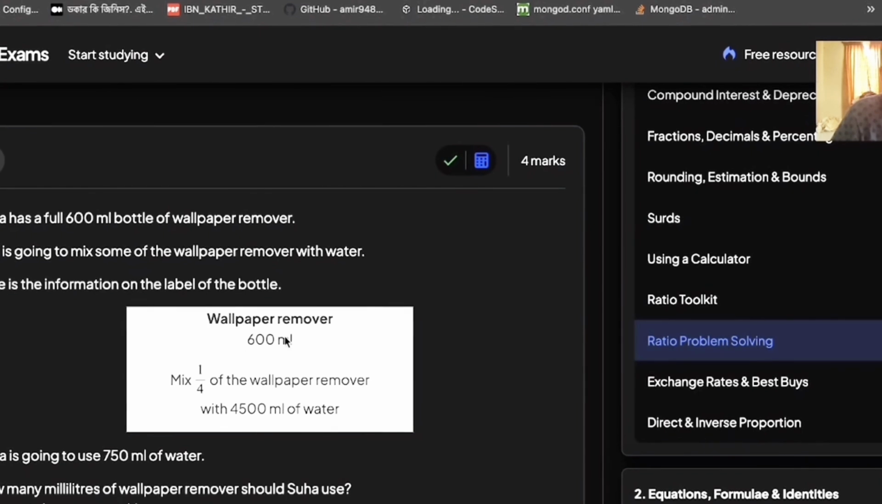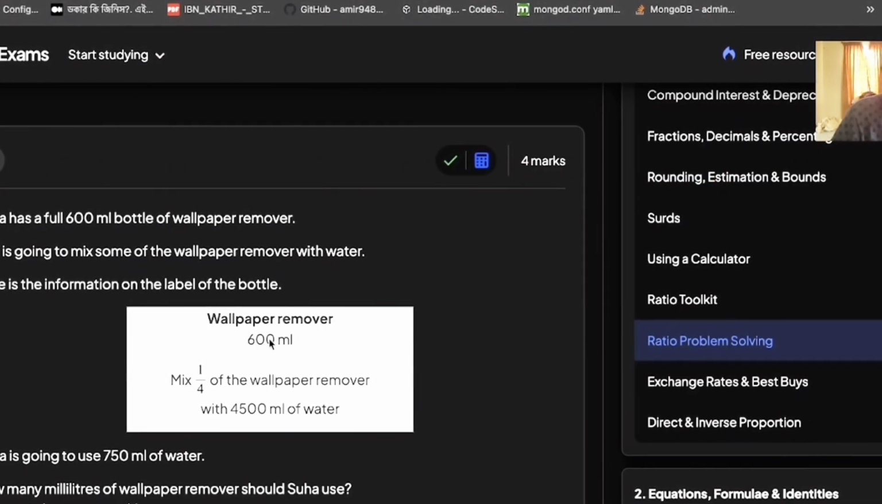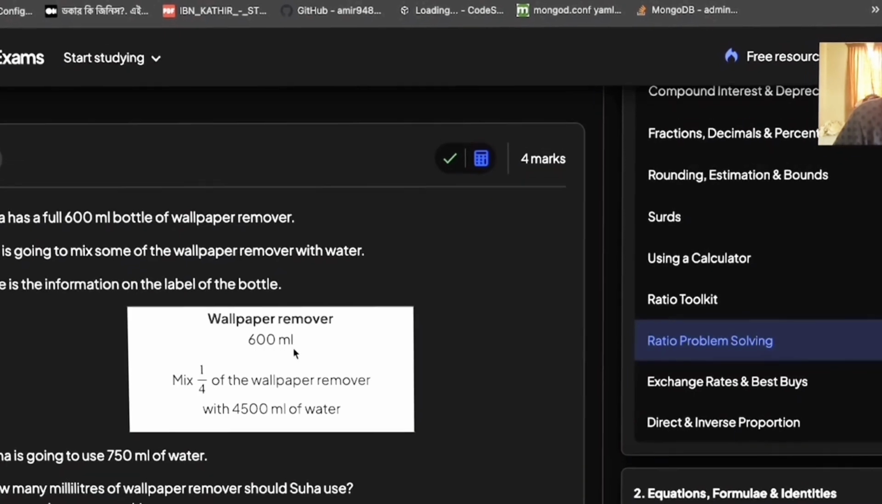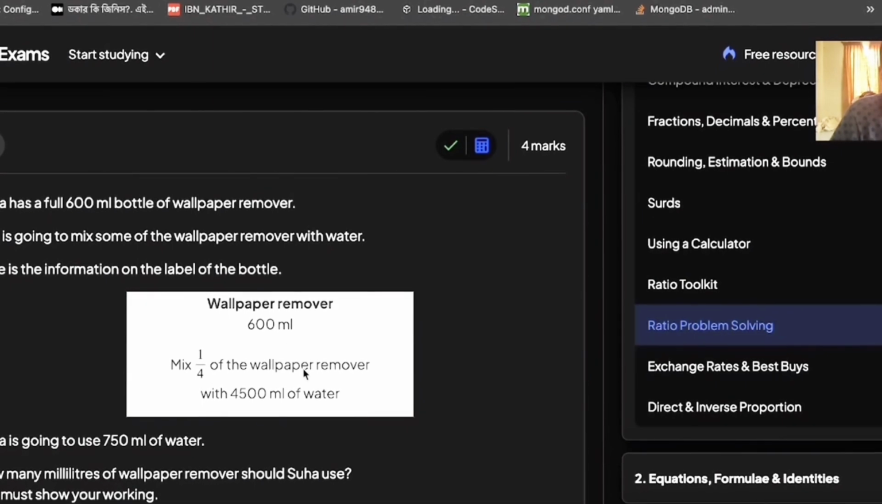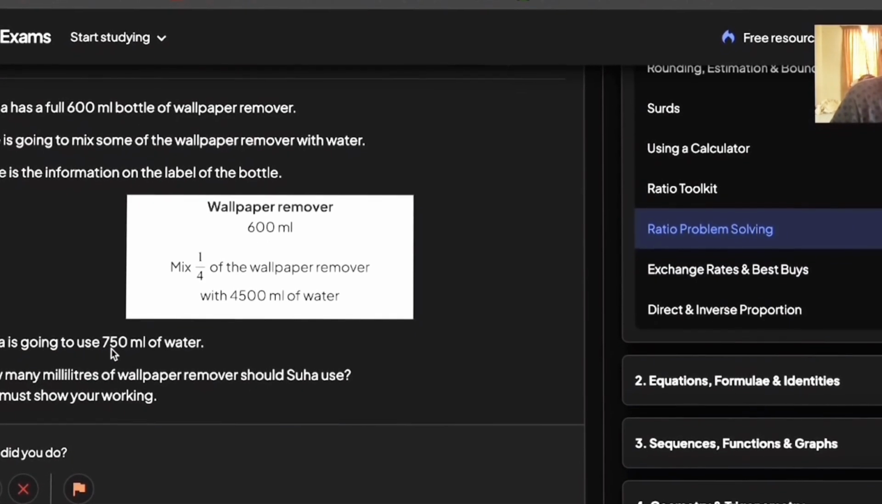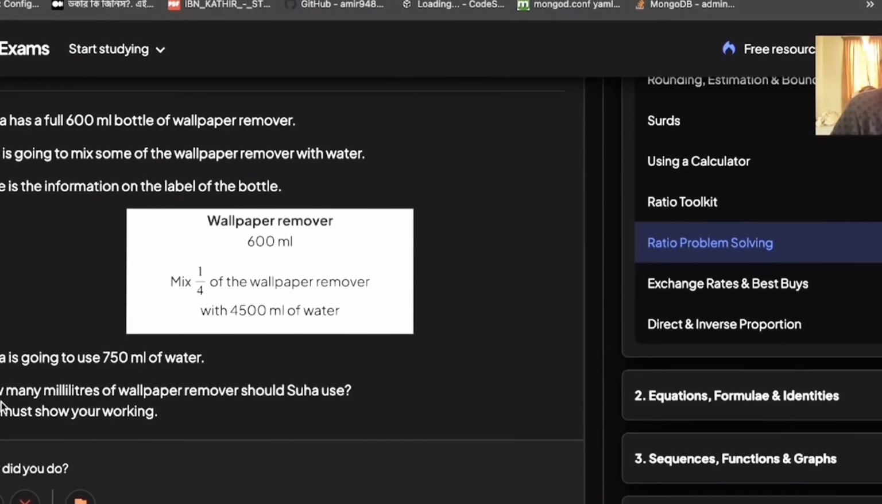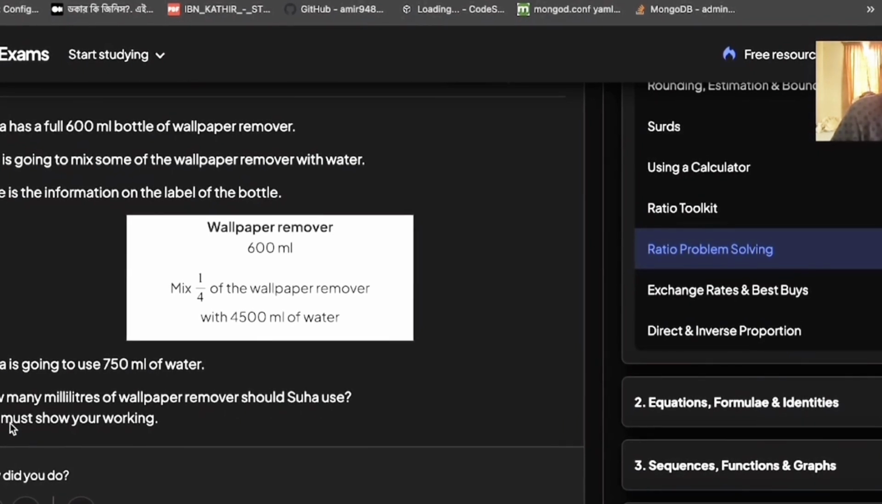The label says the bottle has 600 milliliters of wallpaper remover, and you have to mix 1/4 of it, or 1/4 of 600, or 150 milliliters of the wallpaper remover with 4,500 milliliters of water. Suha is going to use 750 milliliters of water. So how many milliliters of wallpaper remover should Suha use? You must show your work.